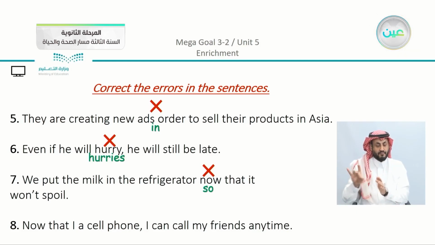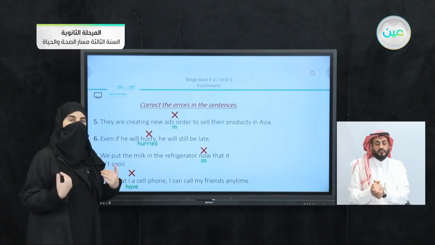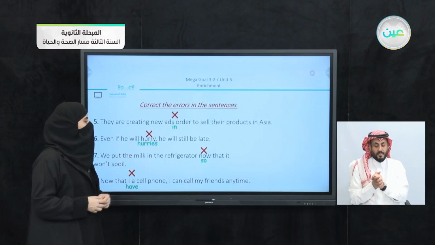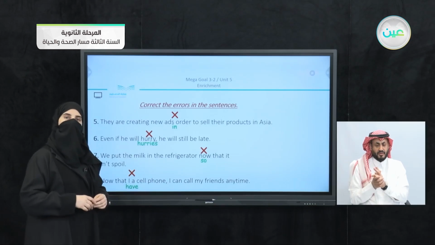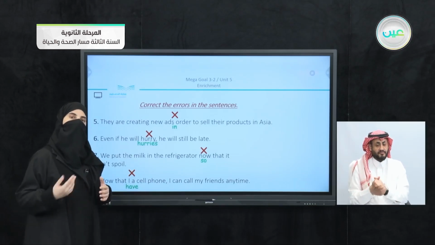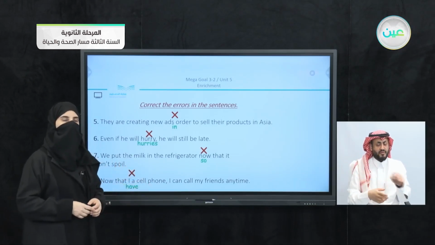Number 8, now that I cell phone, I can call my friends anytime. So here, now that a cell phone, there is something missing here. Now we can see that we can just add a helping verb here, or a main verb actually here. So we used have as the main verb. Now that I have a cell phone, I can call my friends anytime. Now remember from the last sentence here that there are some auxiliary verbs that you can use also as main verbs.